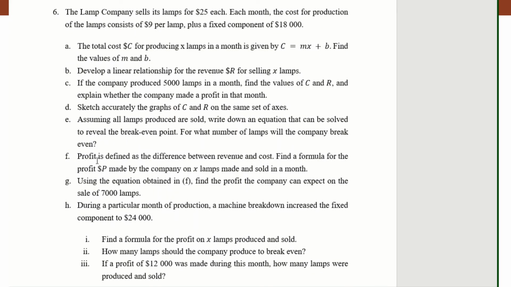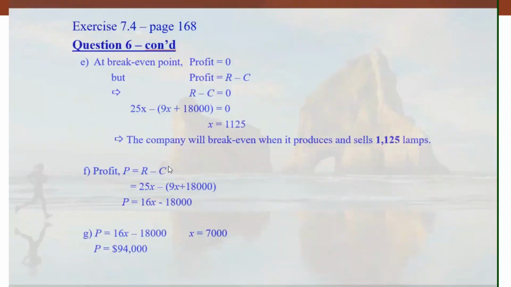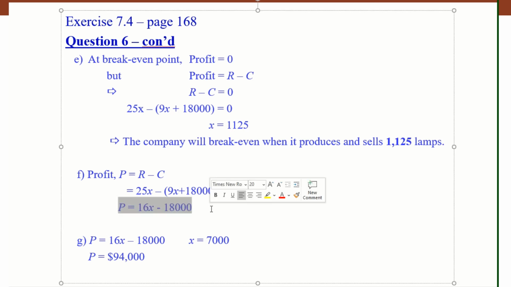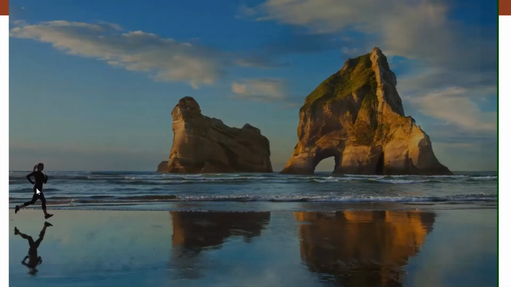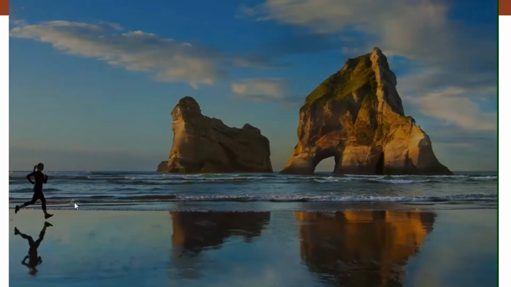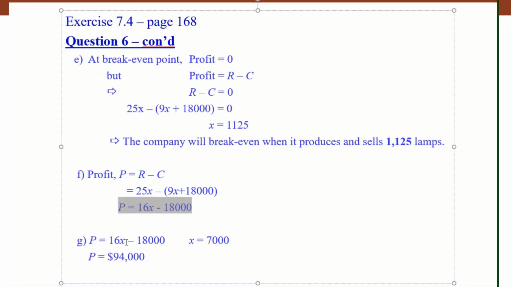Next part, write down the profit equation. So profit is R minus C, 25x minus (9x plus 18,000). 25 minus 9 is 16x minus 18,000. This is your profit equation. Using this, find the profit for 7,000 lamps. Substitute 7,000 into this equation and you will get the respective profit.